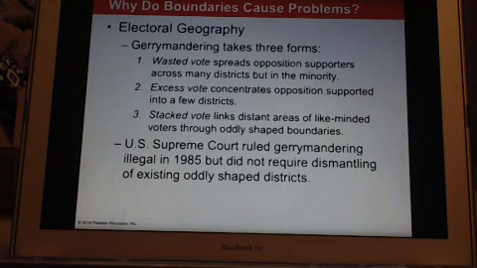The first is the wasted vote, which spreads opposition supporters across many districts but in the minority. The second is the excess vote, which concentrates opposition supporters into a few districts. And the third is the stacked vote, which links distinct areas of like-minded voters through oddly shaped boundaries. Now, the U.S. Supreme Court ruled gerrymandering illegal in 1985, but here's the interesting tidbit. It didn't require dismantling of the existing oddly shaped districts. So even though you can't create a new gerrymandered district, if a district was already in place, it's allowed to stay in place, which is why we have all these funny districts already.